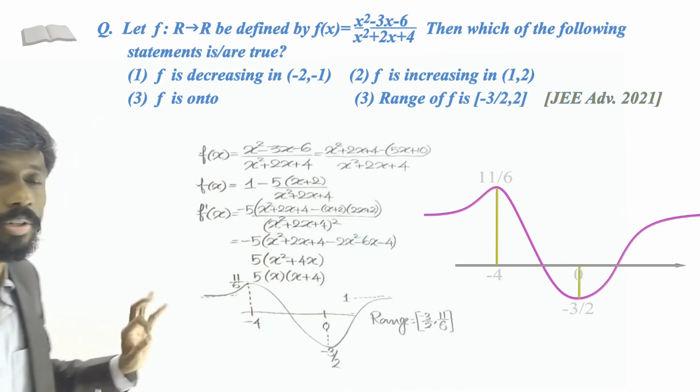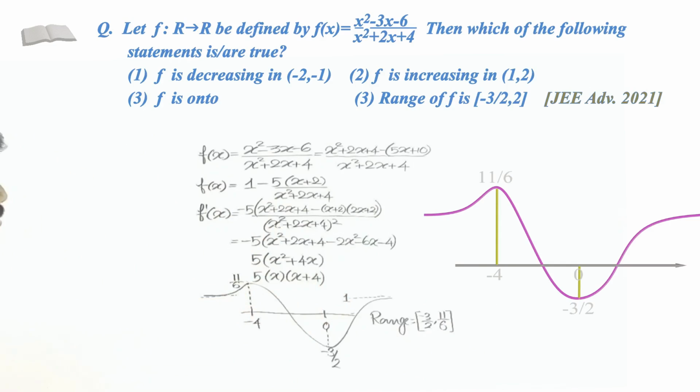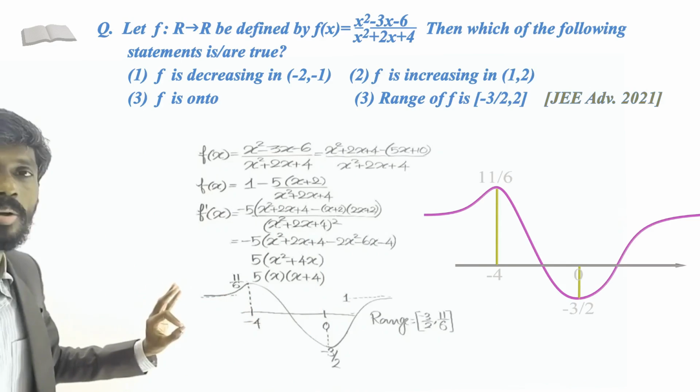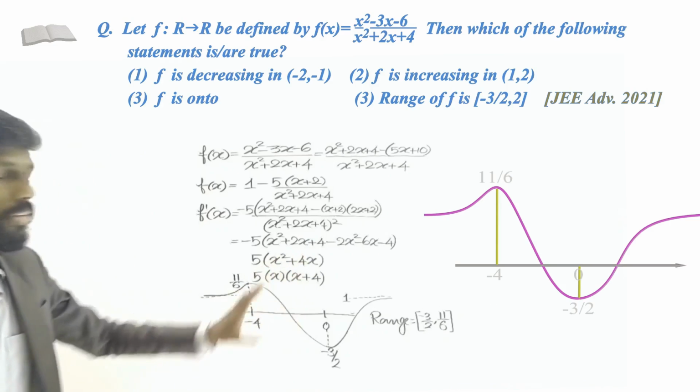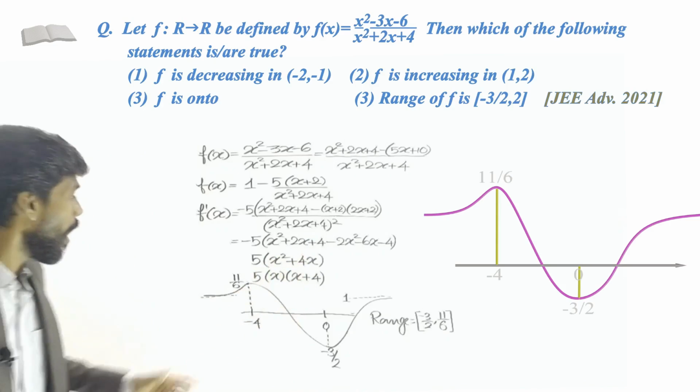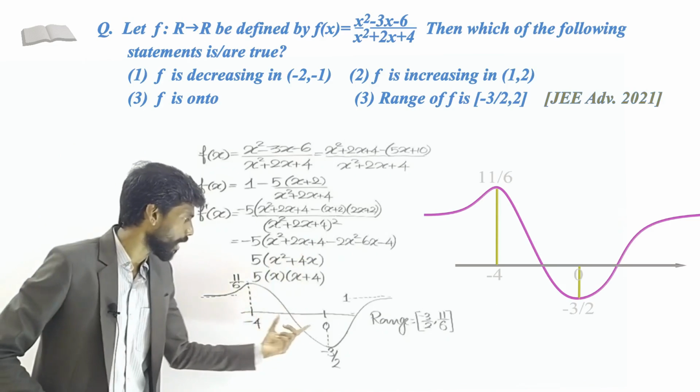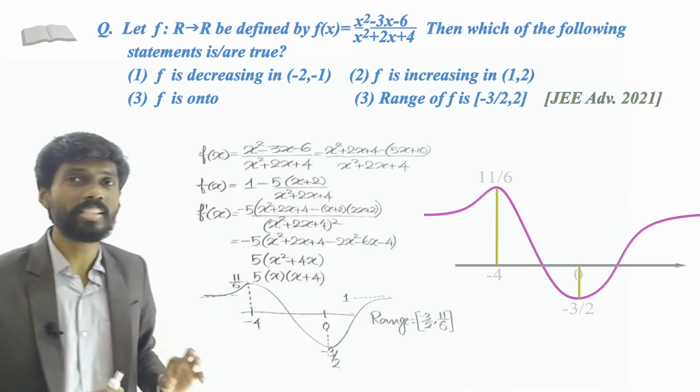Alright, so that means it is not an onto function, and also the range given in the option, that is minus 3 by 2 to 2, is also not correct. So minus 3 by 2 to 11 by 6, that is the range. It is not onto, and this function is decreasing in the given interval, right?